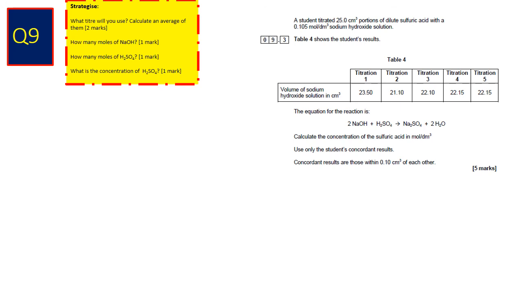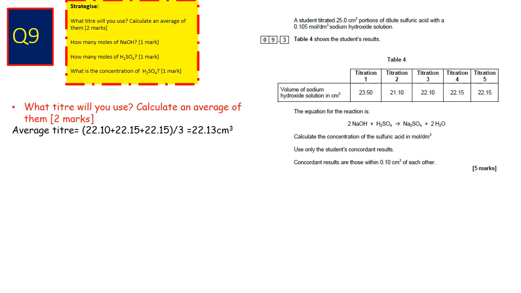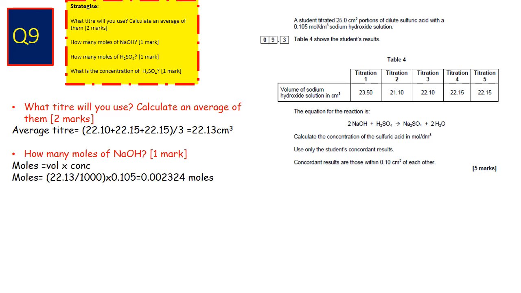So let's go through these steps. What titrate will you use? You're going to use 3, 4 and 5, and that gives you an average of 22.13 centimetres cubed. So how many moles of sodium hydroxide? So moles equals volume times concentration. I'm going to plug the numbers in. So note that I've had to divide the volume by 1,000. That's because the volume has to be in decimeter cube, not centimeter cube.